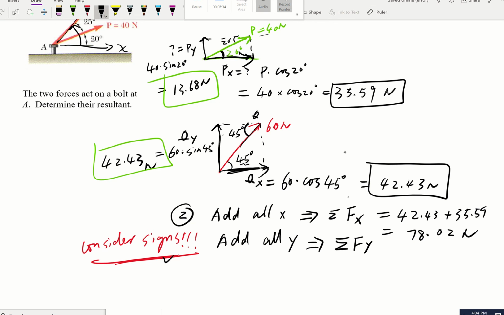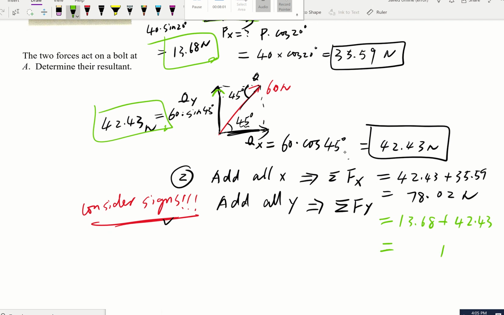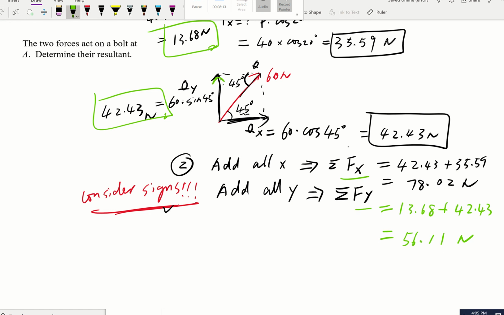78.02 Newton. And then we're going to do the same thing for adding those green, which is your y-axis. Add them together. First one is 13.68. It's positive. Why? Because it's going upward. And then add this 42.43. Why is it positive? Because it's also going upward, because that y component is going up. So when you add them together, we got this value. That's our sum x and sum y. We completed our step 2.